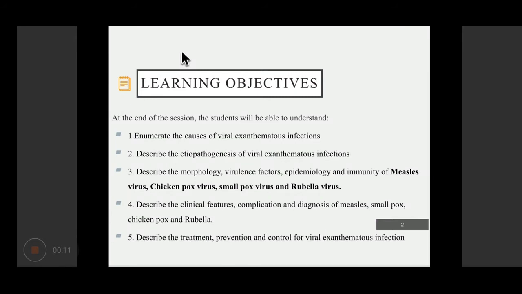So, what are the learning objectives for today's lecture? At the end of the session, the student should be able to understand and enumerate the causes of viral exanthematous infections and the etiopathogenesis of these infections. We'll be discussing 4 very important viral infections: measles, chickenpox, smallpox, and rubella. Many of the other viruses which also cause exanthems have already been covered in other topics or would be covered subsequently. But these 4 main viruses will be covered in today's lecture.